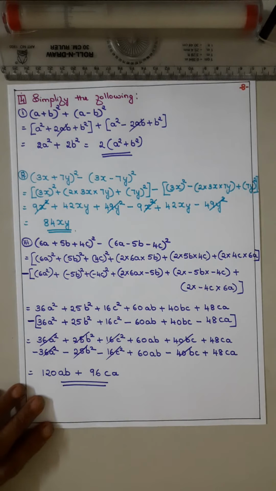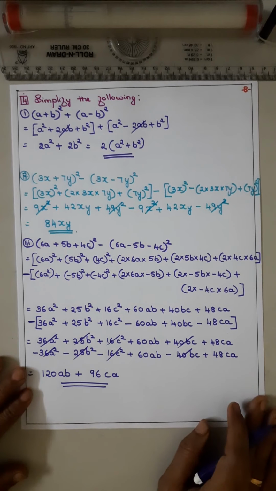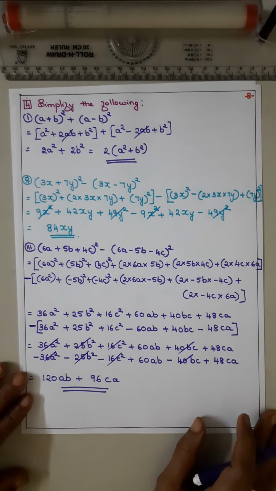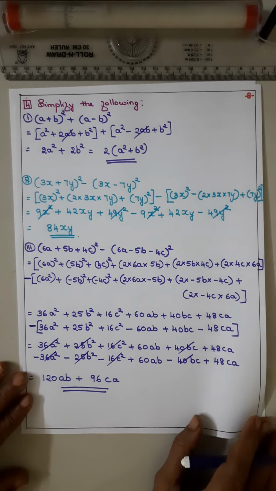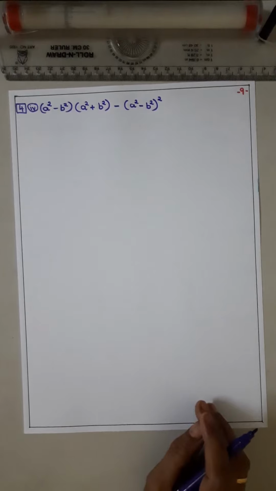So it is 120 AB plus 96 CA or AC. Understood everyone? So this was about the question number 4, third subdivision. Okay. Now coming to the fourth subdivision.